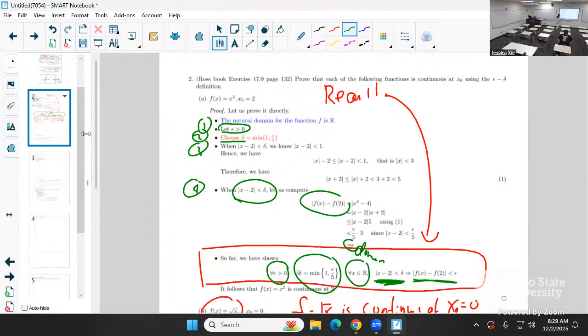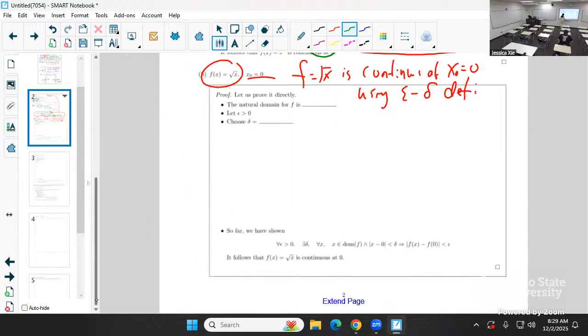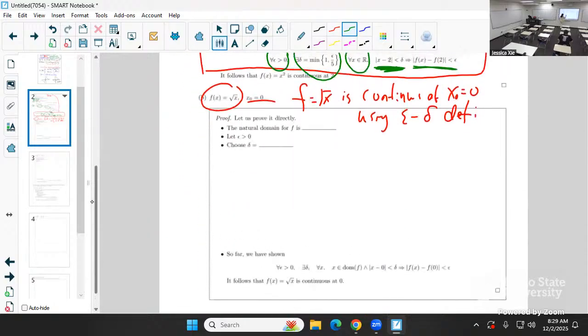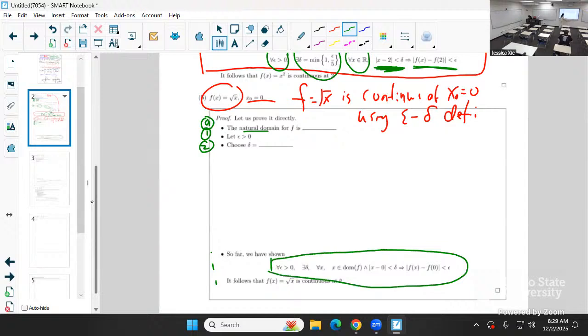Okay, so given this, come back here. This is the proof structure. First of all, specify the natural domain of the function, that's kind of step 0. Step 1, take an arbitrary epsilon. Step 2, choose your delta. And finally, if you show this is true, then you're done. Understand? The structure is given. So how do you choose the delta?